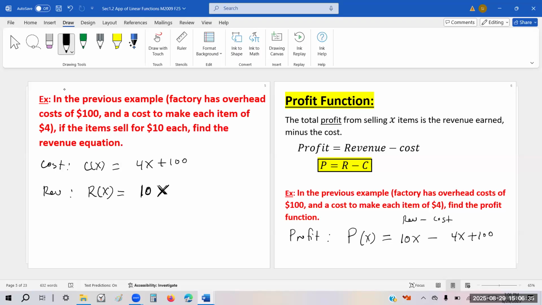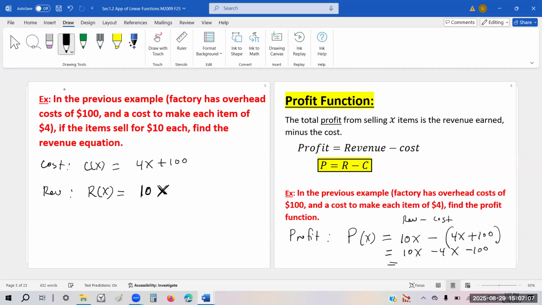But if I write this way, did I write correctly or did I make a mistake somewhere? We have to put parentheses because our cost function has two parts, and you're subtracting the two parts. Anytime you subtract more than one part, you have to put a parenthesis because the negative will be distributed here. In other words, you have 10x minus 4x minus 100.